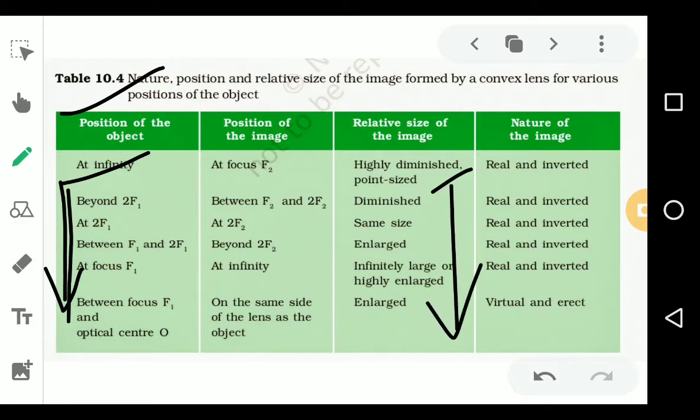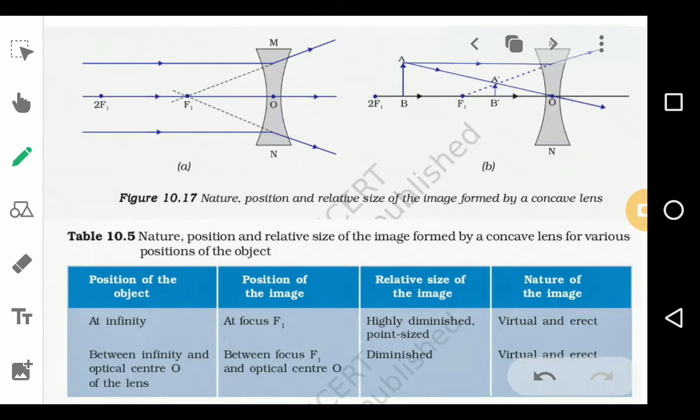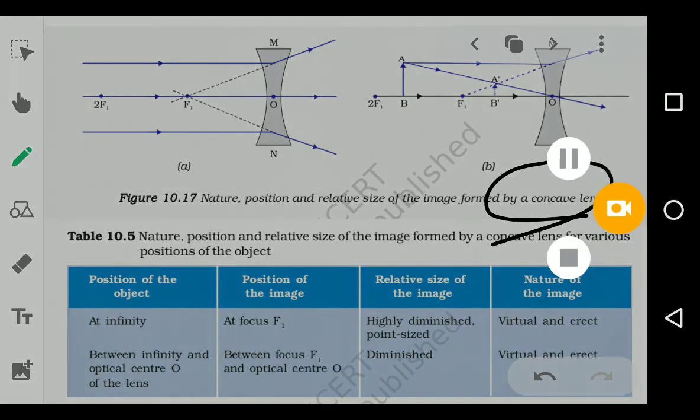Okay, and the nature is always real and inverted except at one position, that is the last one, where the nature of the image is virtual and erect. Okay, so next we'll see how the image is formed in the concave lens. Which kind of image is produced by a concave lens.